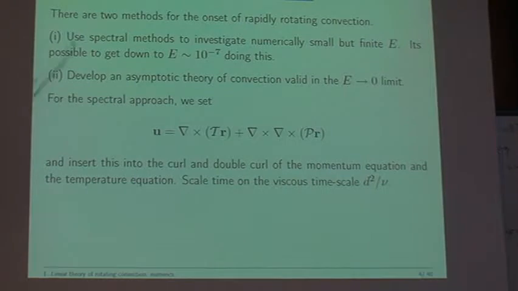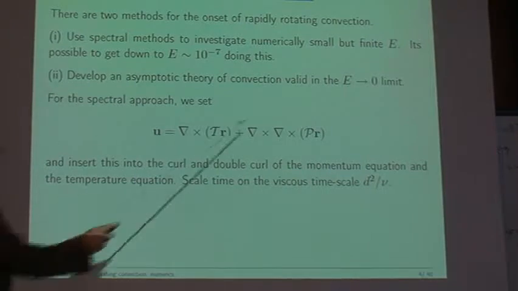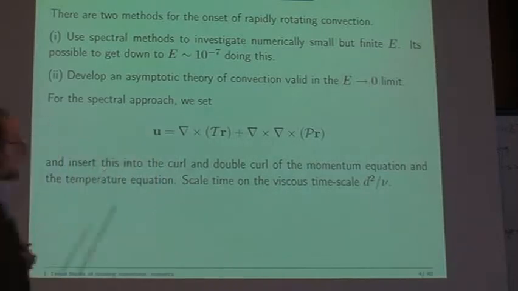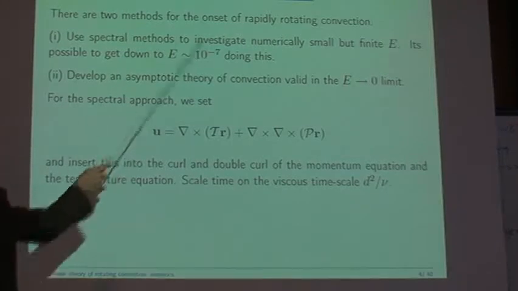The second method is to develop an asymptotic theory that's valid in the E tends to 0 limit. That's quite a challenge, which we only really solved in the period 2000 to 2005. Okay, so let's go for the first one first of all.